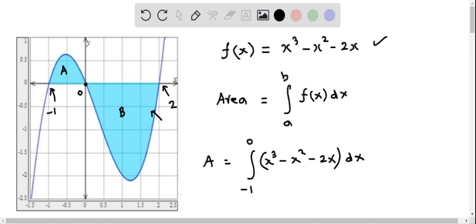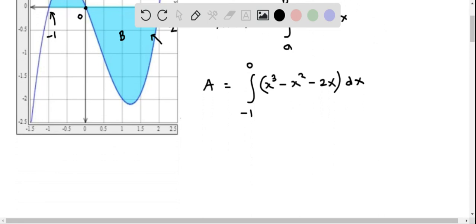So let's evaluate this definite integral. We can use the power rule of integral, that is, the integral of x raised to the power of n dx equals x raised to the power of n plus 1 over n plus 1. So I'm going to use this integral formula to evaluate this integral.